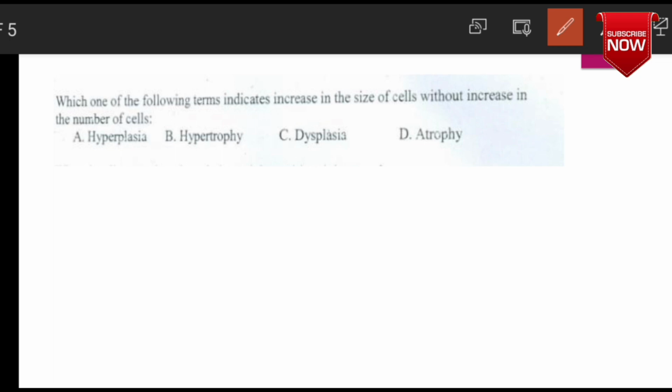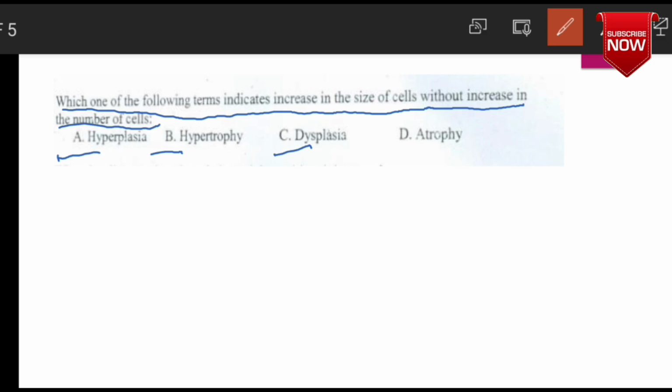Next question. Which one of the following terms indicate increase in size of cells without increase in number of cells? Option A, hyperplasia, option B, hypertrophy, option C, dysplasia, option D, atrophy. The correct answer is hypertrophy.